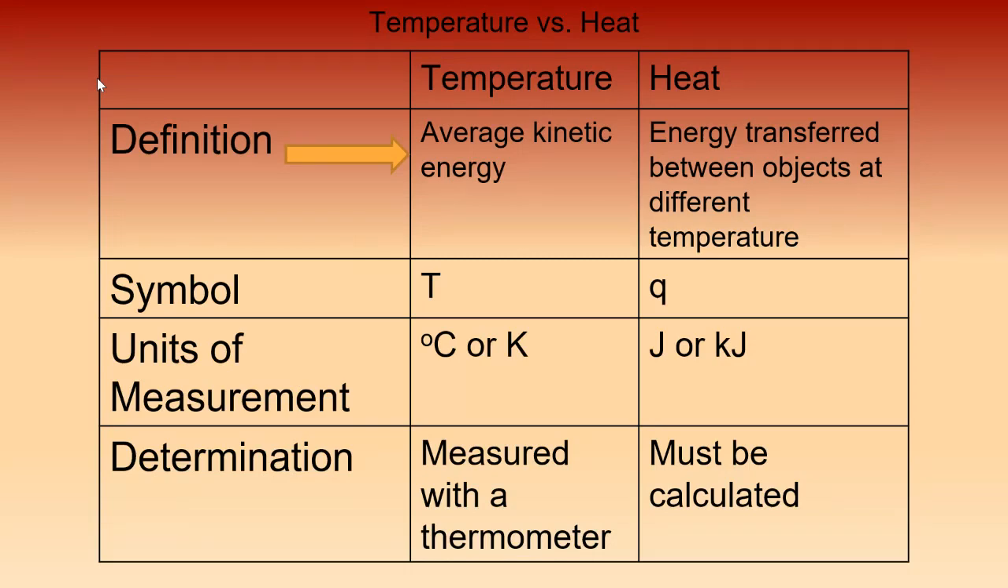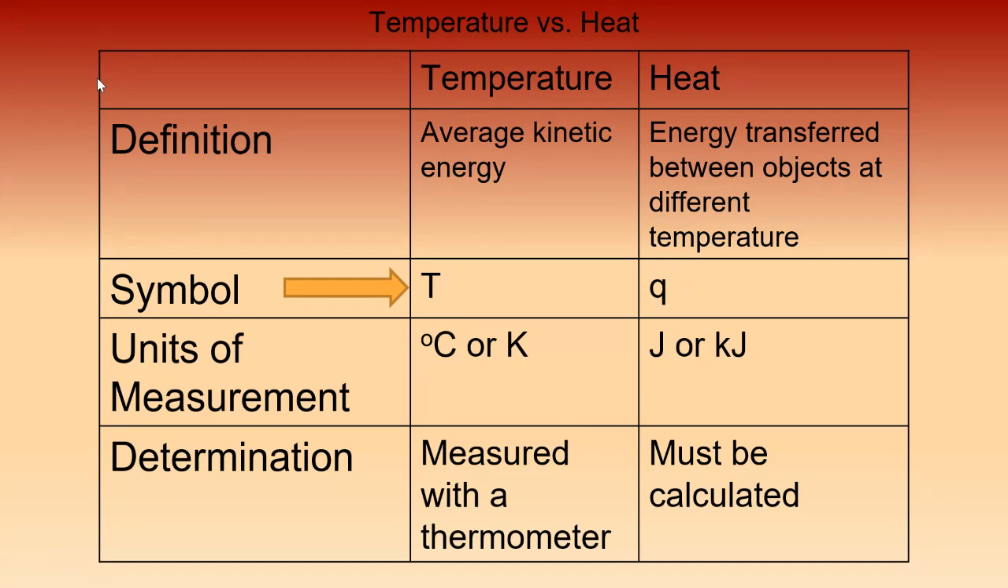So the definition. Temperature, remember, is average kinetic energy, how much things are moving around, whereas heat is the energy transferred between objects at different temperatures. The symbol for temperature, thank goodness, is a T for temperature. That makes sense. Unfortunately, they gave heat the symbol Q. I don't know why they gave it a Q. It's not very helpful that it's a Q. But we'll talk about some things that you can do instead of that. I will never, ever ask you what's Q the symbol for.